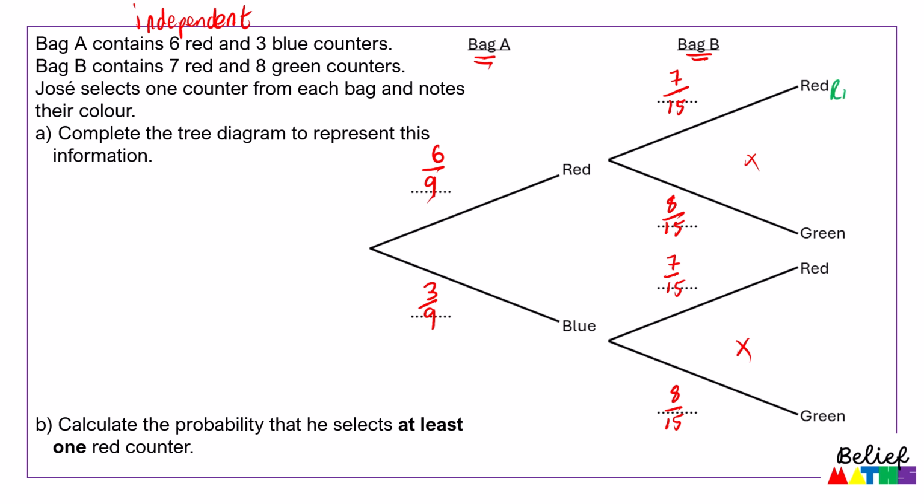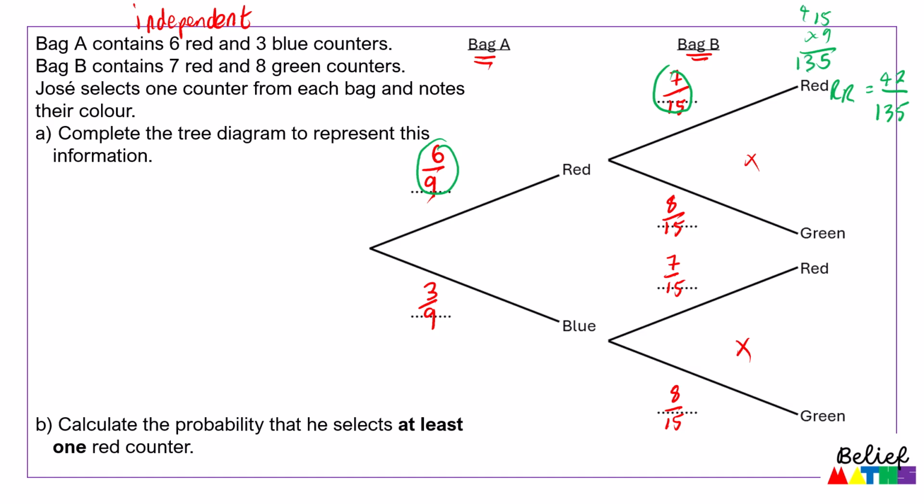So red, and we're doing 6 over 9 multiplied by 7 over 15. Well, 6 sevens are 42, and 9 times 15 is 135. Again, if you don't know 9 times 15 in your head, you can just do it on the side. 15 times 9, 9 fives being 45, carry your 4, and then finish it off, 135.